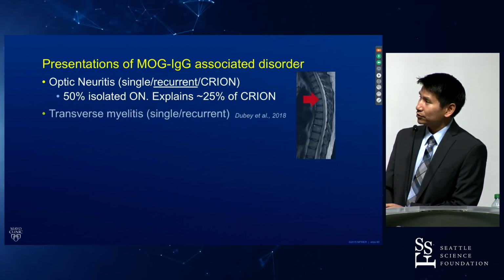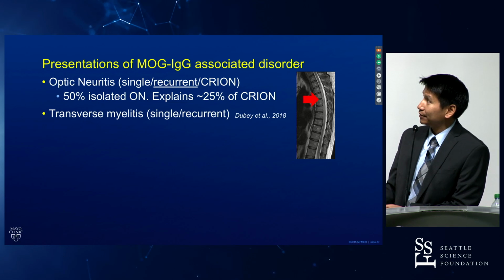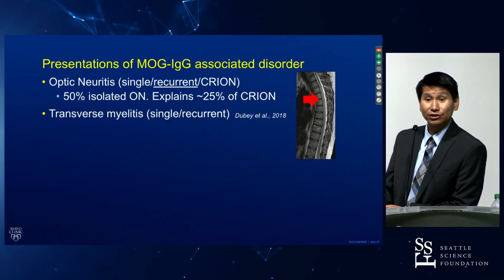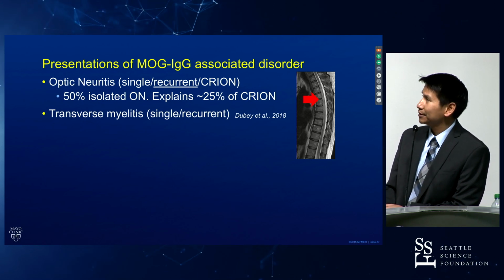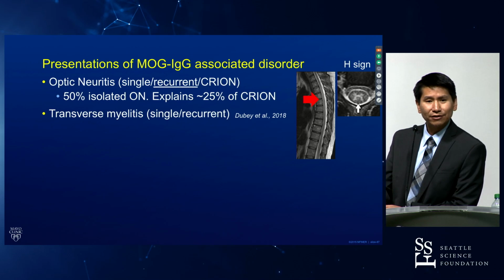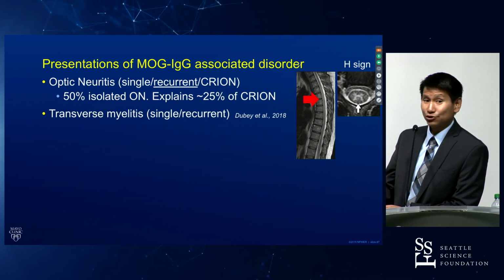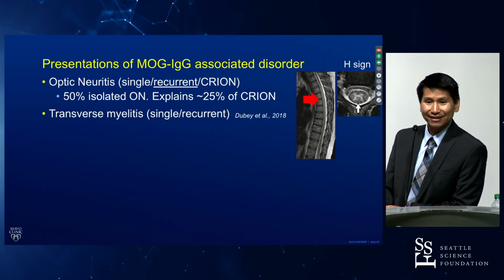So it can also cause transverse myelitis. And so here's just an example of that. And this is a transverse myelitis extending 4 segments. So it's a longitudinally extensive transverse myelitis. But one feature that can help tip you off toward MOG is if you look at the axial cuts of the MRI, you'll see that oftentimes the inflammation is restricted to the central gray, which we call the H sign.